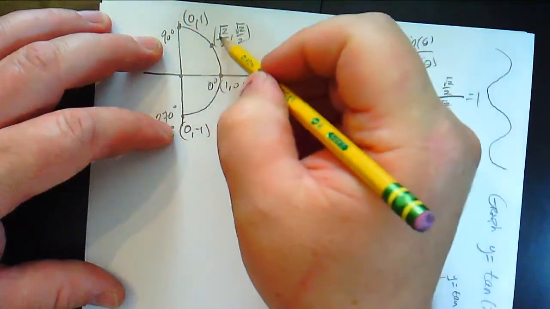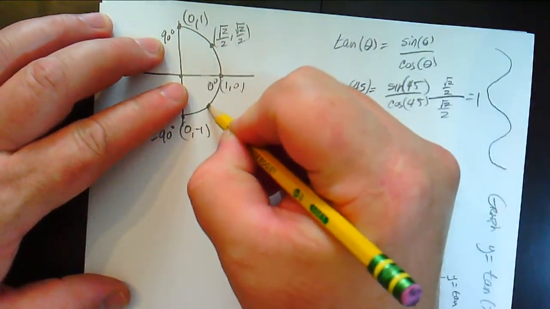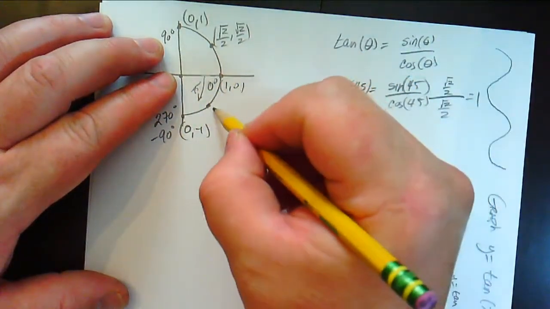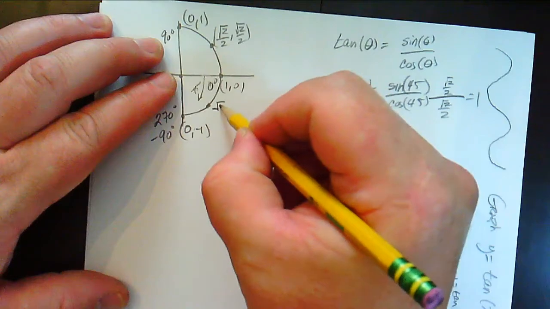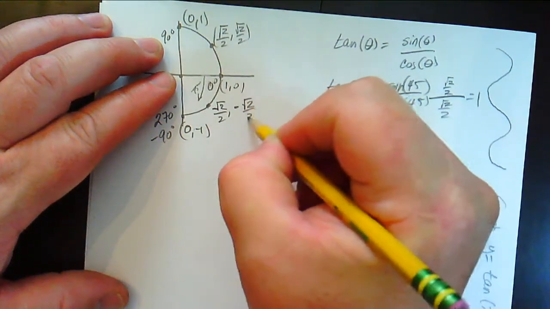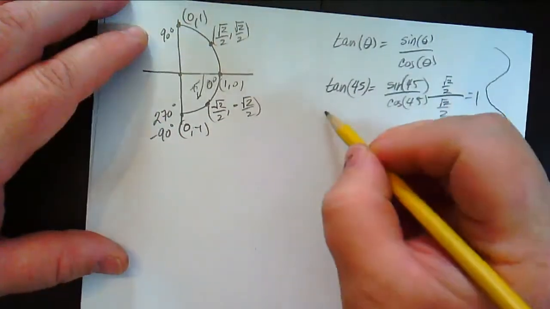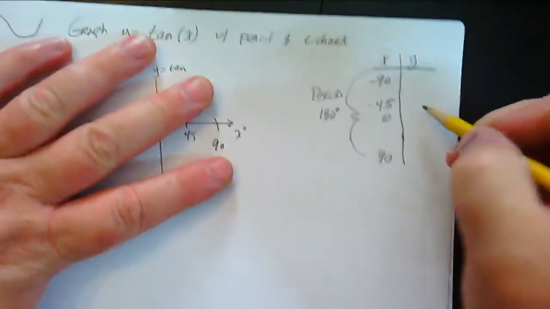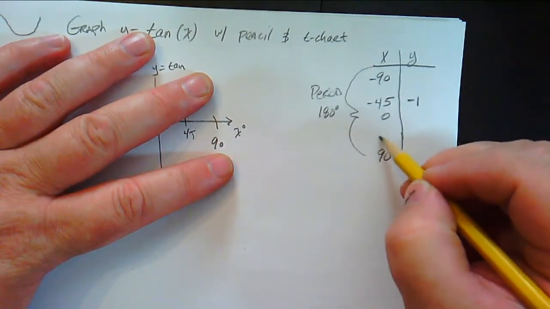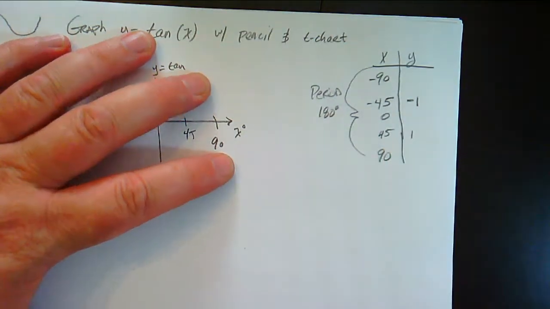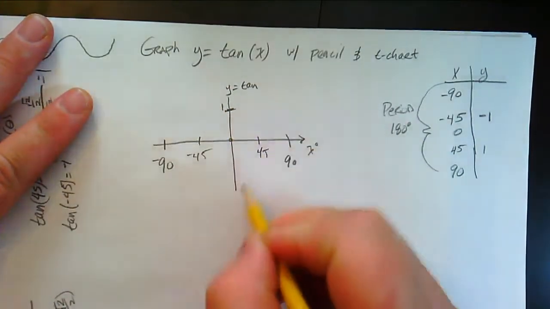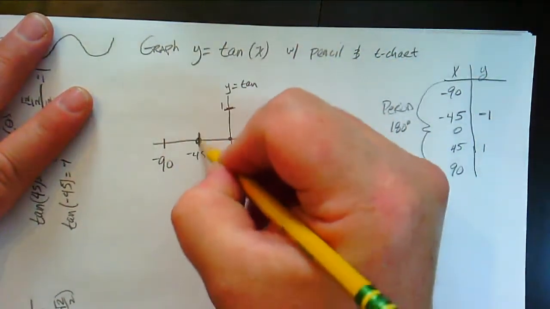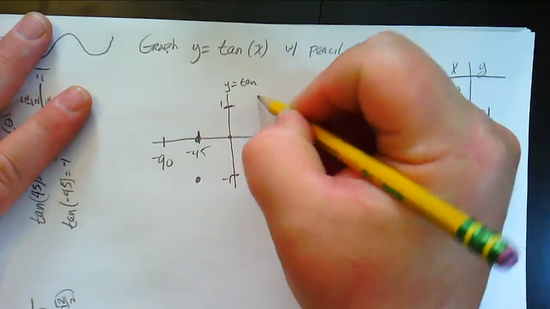That's in the first quadrant, where both numbers are positive. Here in the fourth quadrant, at negative 45 degrees, we have the same exact thing, except the x is positive and the y is negative. So we have negative 1 for the tangent of negative 45 degrees. Here we have negative 1, and for 45 we have 1. So I've got a dot here at negative 45, at negative 1, and then right here.